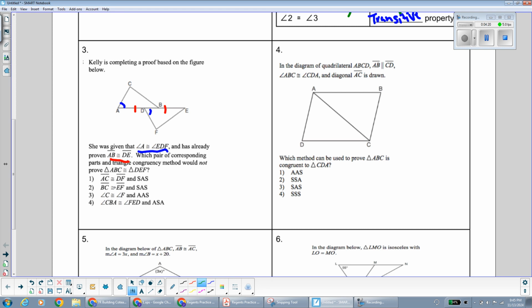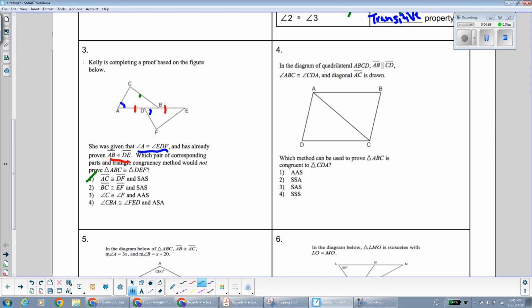So AC and DF, and SAS, side angle side, side angle side, that would work. Let me get rid of that information from answer choice 1, and let me move on to 2.